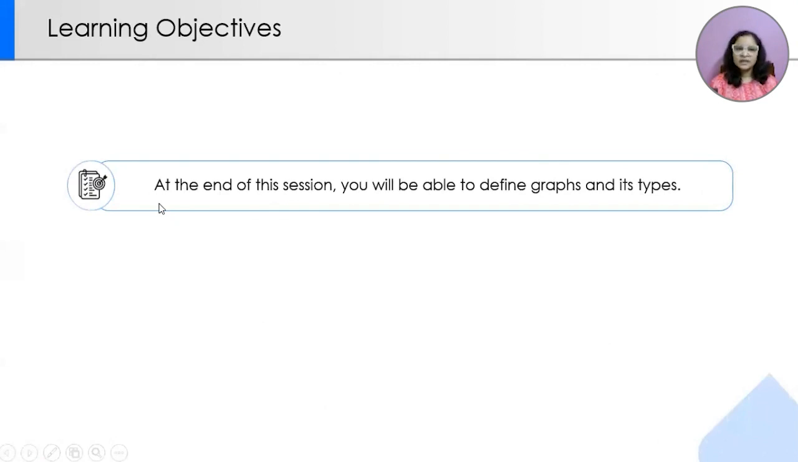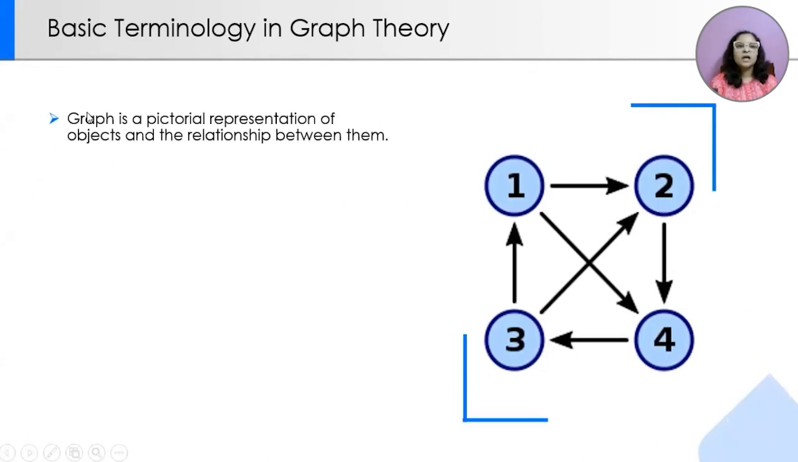The learning objective says that at the end of this session, you will be able to define graphs and its types. First of all, we'll be defining what exactly is a graph, and then we will be moving on to its types. The definition of graph states that it is a pictorial representation of objects and the relationship between them. So what exactly is a graph? First of all, it is a pictorial representation. Pictorial representation means it is a visual representation, that is, it is represented through pictures or images. And what does it represent?